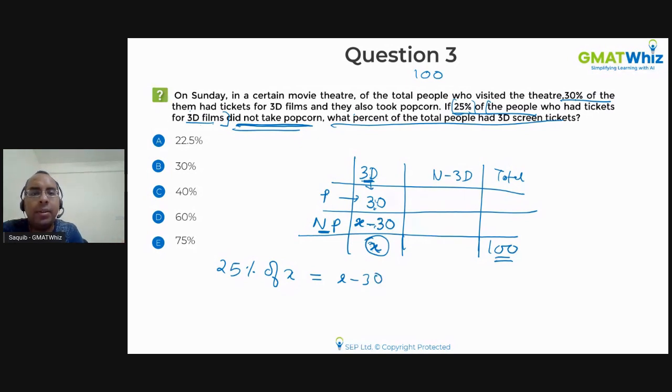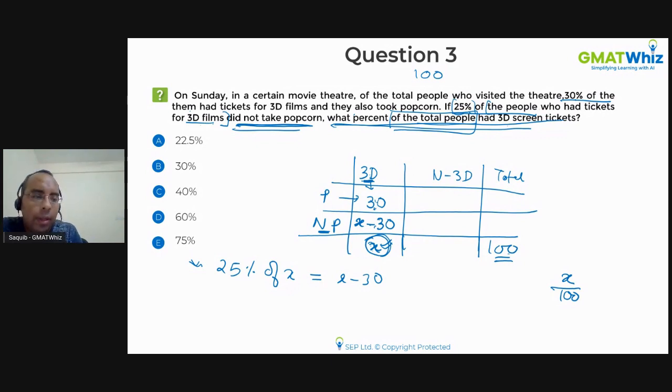I will not solve it because I'll first read what I need to find out. Don't go into solving blindly. First of all, understand what you need. What percent of the total people? Now notice, what percent of the total people, so the denominator has to be 100. That's one. Had 3D tickets. So I want to know how many people out of 100 had 3D tickets. So they are basically asking me to find the number of people who had 3D tickets divided by 100. I'm looking for X by 100. That is all I'm looking for.